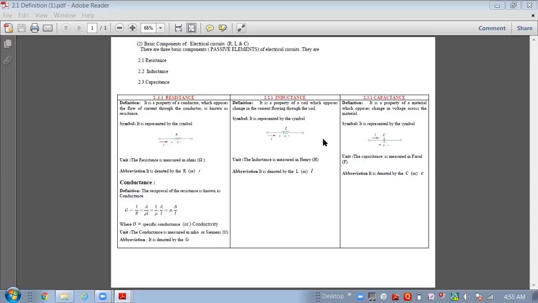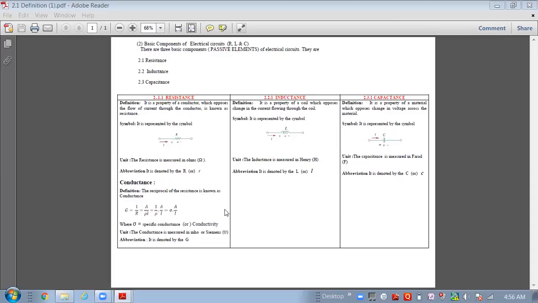Now come to capacitance. It is the property of a material which opposes change in voltage across the material. This is the symbol. Capacitance is measured in farad. It is denoted by capital C or small c.